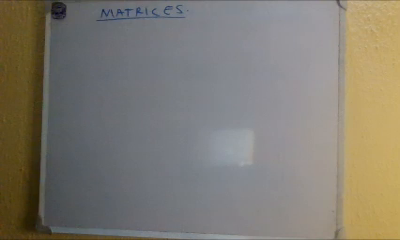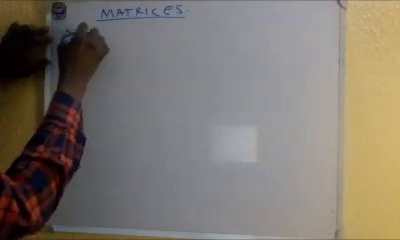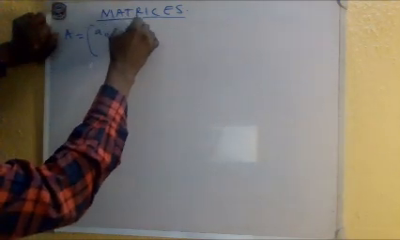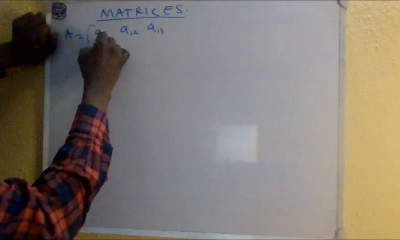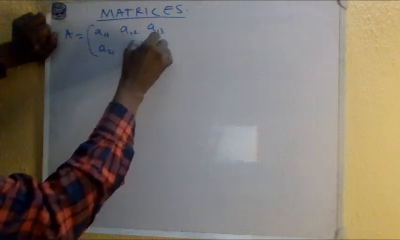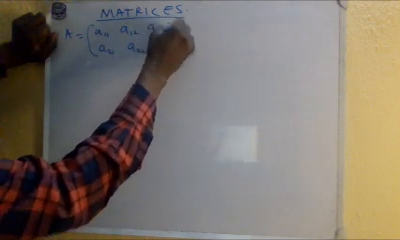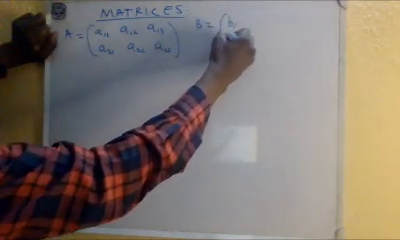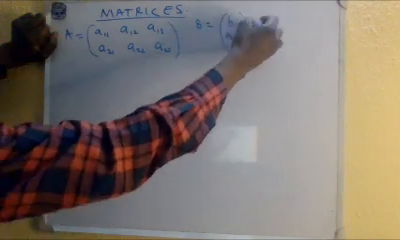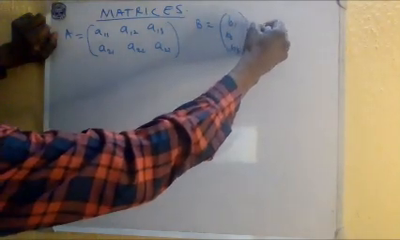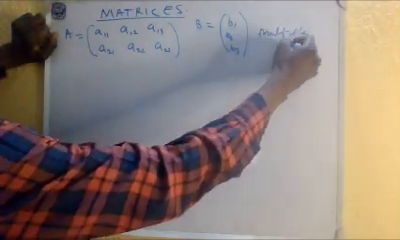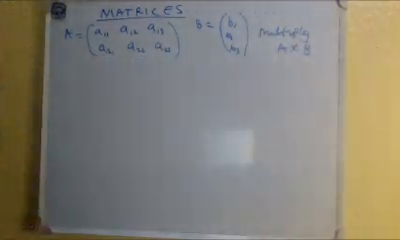So if I have matrix A defined as A11, A12, A13, and A21, A22, A23, and matrix B is defined as B1, B2, B3. Multiply A times B. This is the instruction. So we are doing this one now.